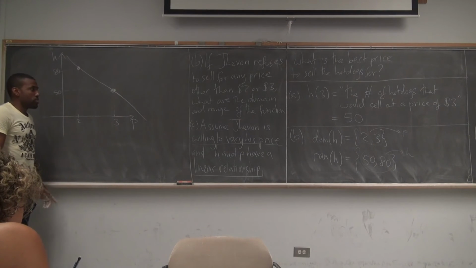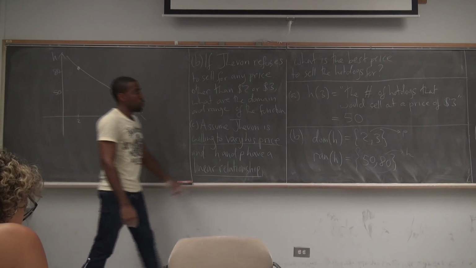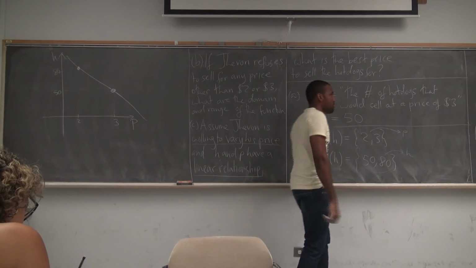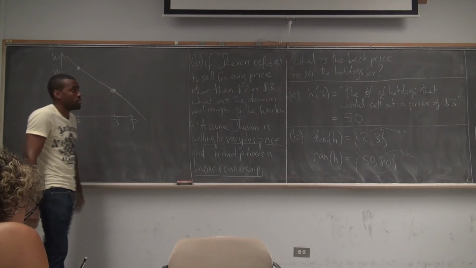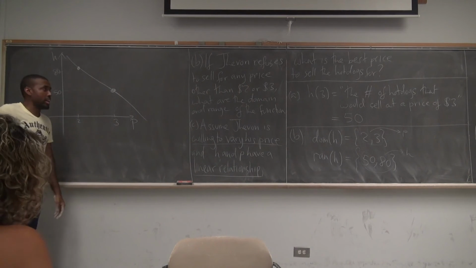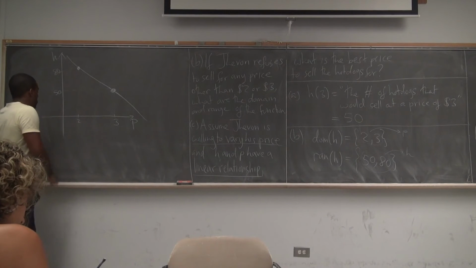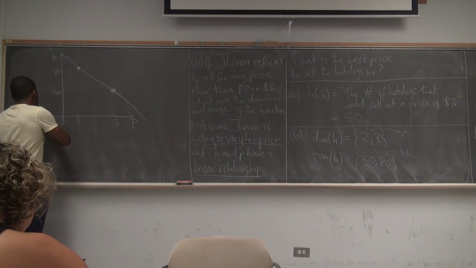Now I want to get to a very specific answer, right? I want to know what is the best price, not a range of possible prices I could sell it for. I want exactly the best one. So a picture is not really going to help me with that. I need to do something more specific.